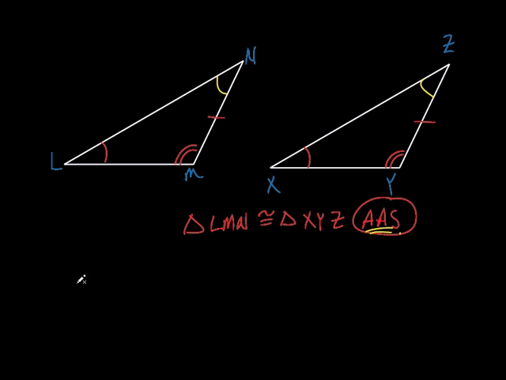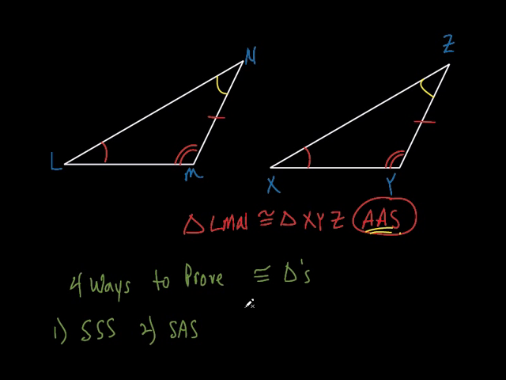Now before we do that, we know 4 different ways to prove congruent triangles. The first way was side, side, side. The second way was side, angle, side. Those were 2 postulates. Then we went into the theorems. The 2 that we did today are theorems, and that was angle, side, angle, and then angle, angle, side. So those are 4 different ways that we have right now in order to prove that 2 triangles are congruent to each other.